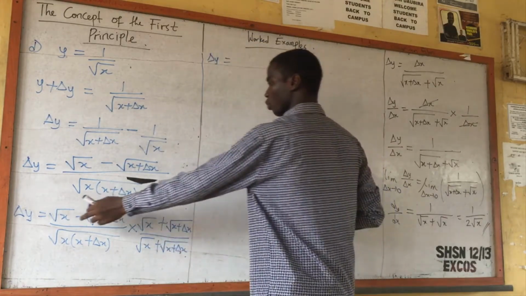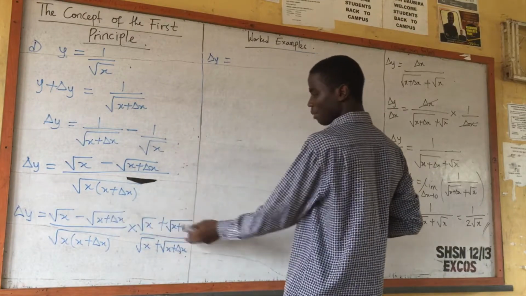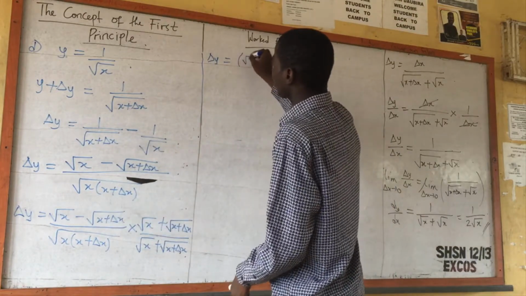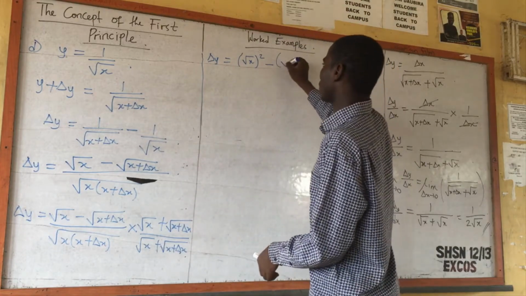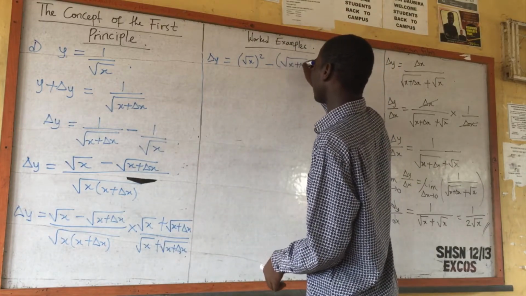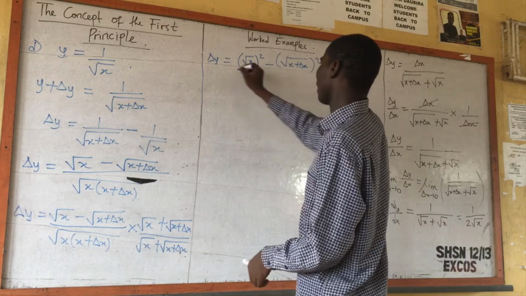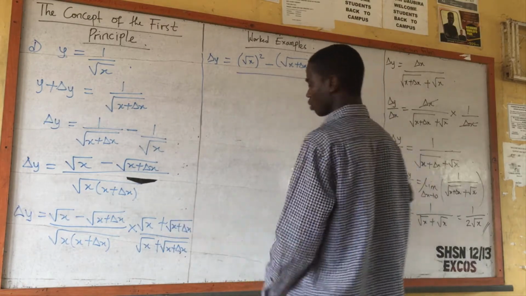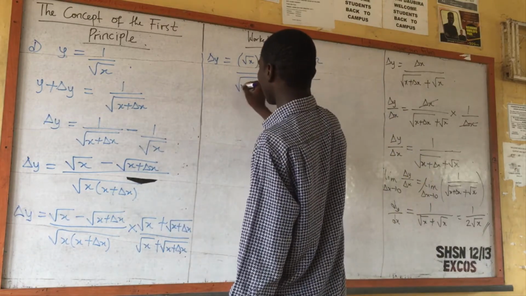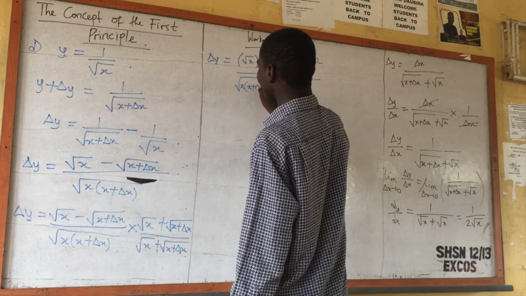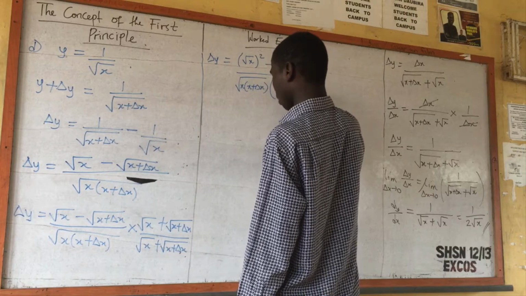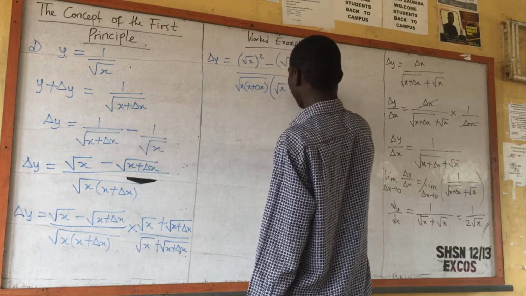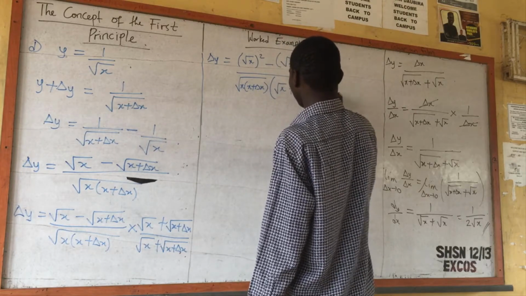This is the difference of two squares as well: a minus b multiplied by a plus b. That will be a squared, square root of s all squared, minus b squared, square root of s plus delta s all squared, everything over what we have as the denominator, square root of s plus delta s, open another bracket, I have root s plus root s plus delta s.